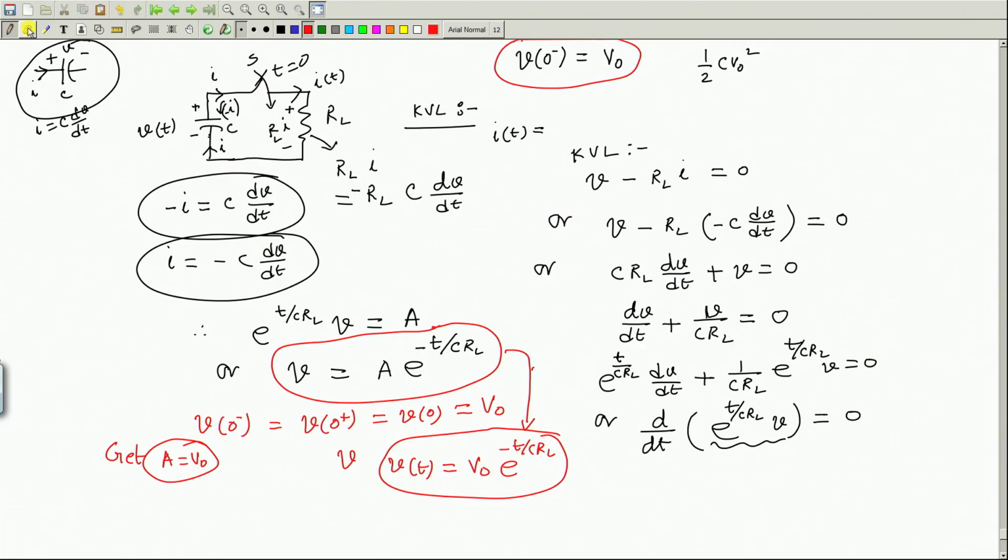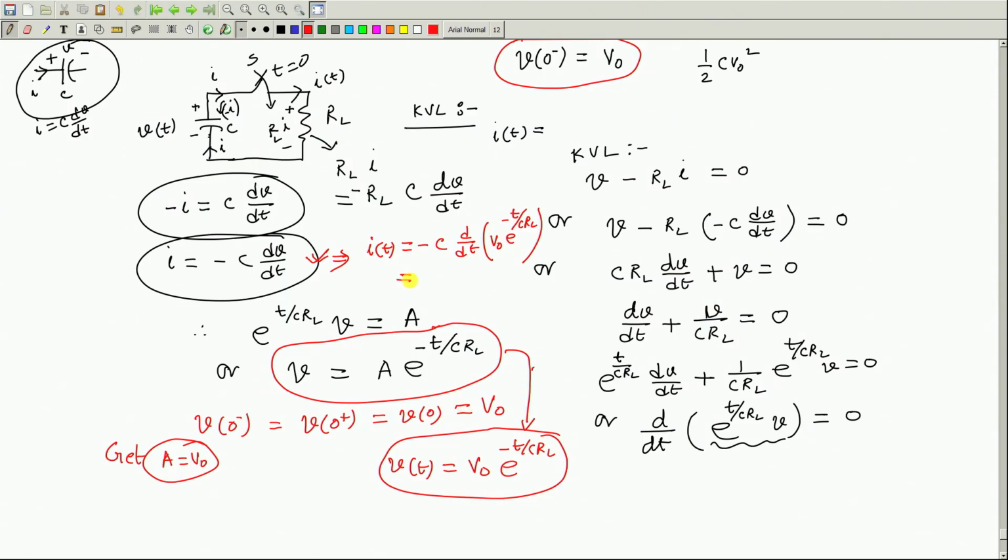This will be the voltage across the plate of the capacitor at any time t. And what will be this current i(t)? Once I get v(t), I will use this formula to get i(t). So, i(t) at any instant of time should be minus C into dV/dt. I have got this, so put that value V naught into e to the power minus t by C R L, this will be the thing.